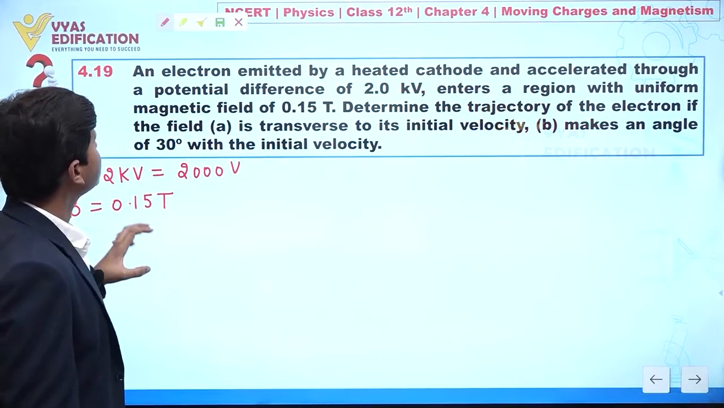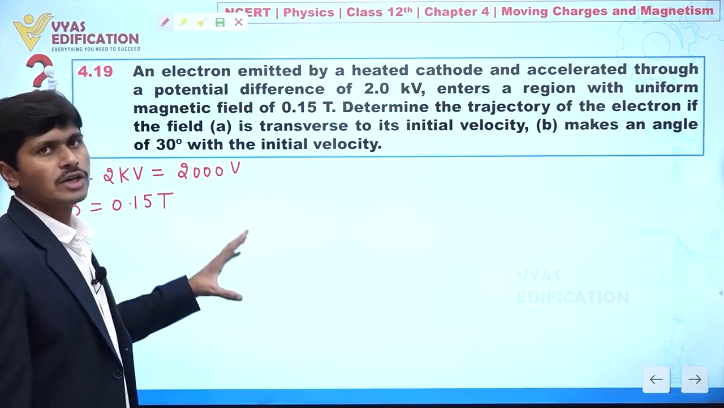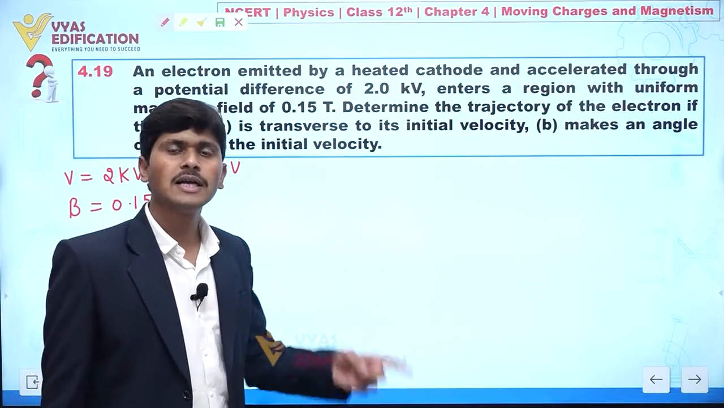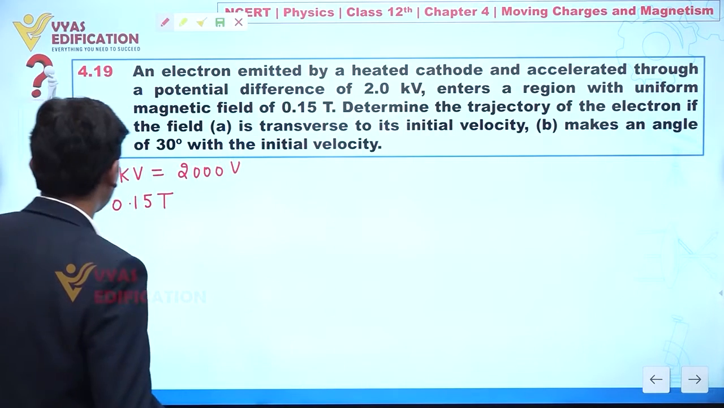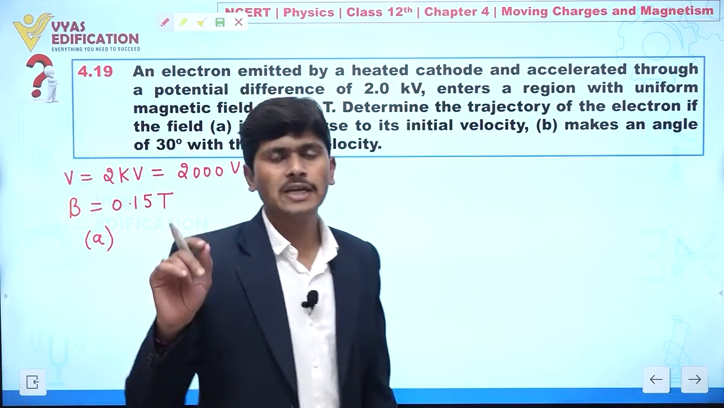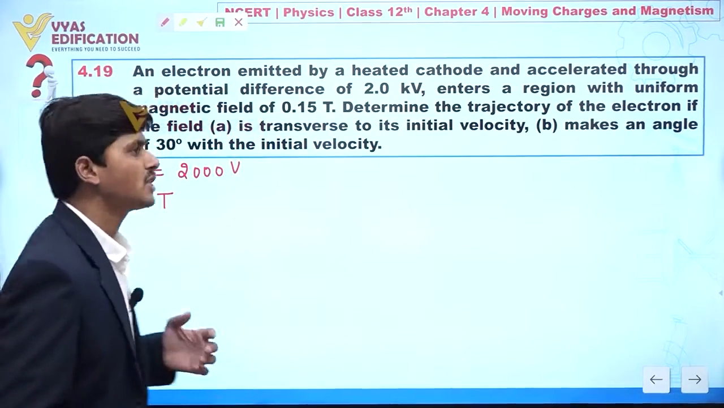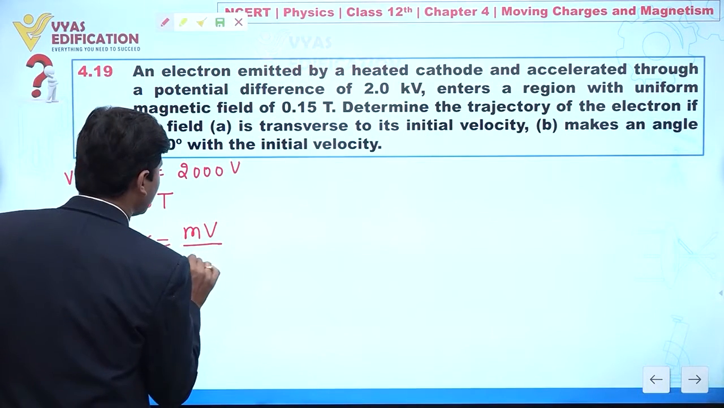Clear? It means the magnetic field is given, and that electron is going in a magnetic field such that the velocity vector of the electron is perpendicular to the magnetic field. So for part A, when the velocity vector is perpendicular to the magnetic field, the trajectory is given by R equal to mv by qB.